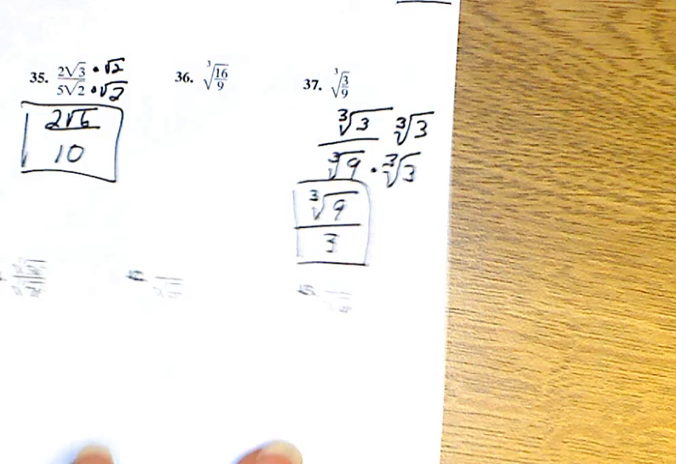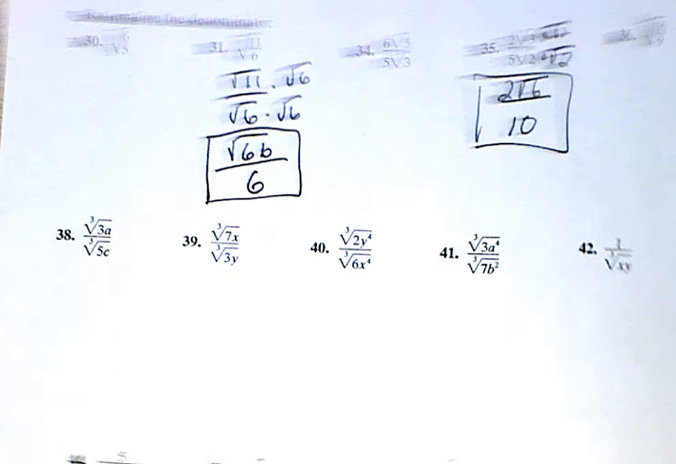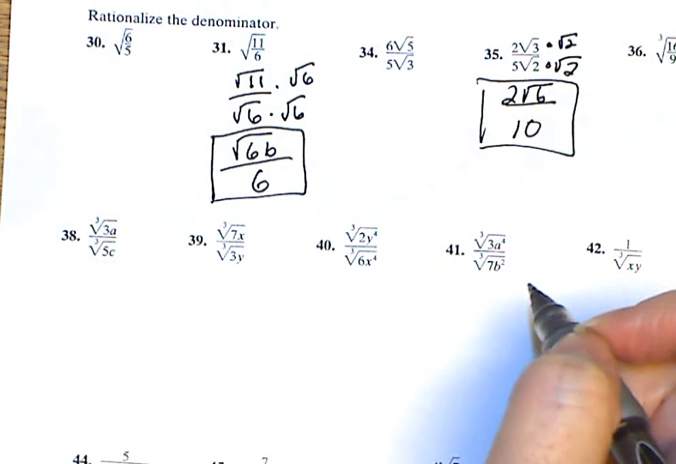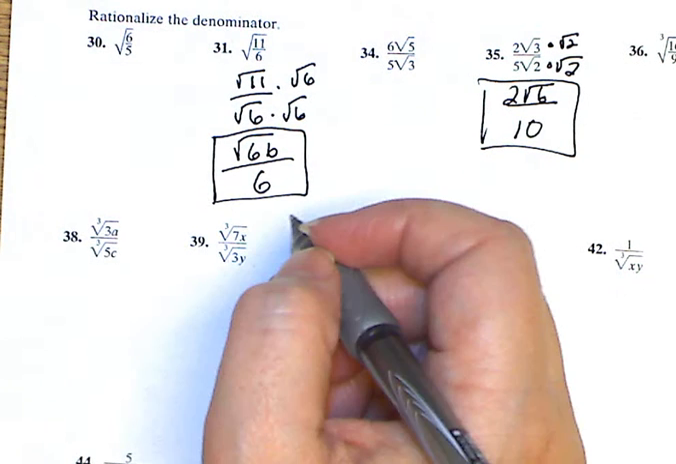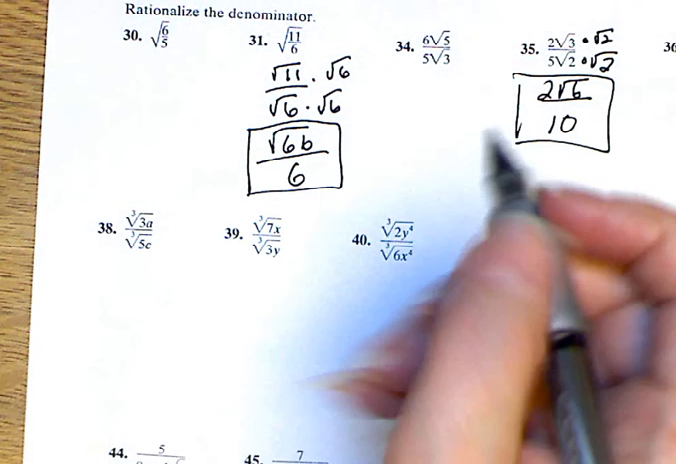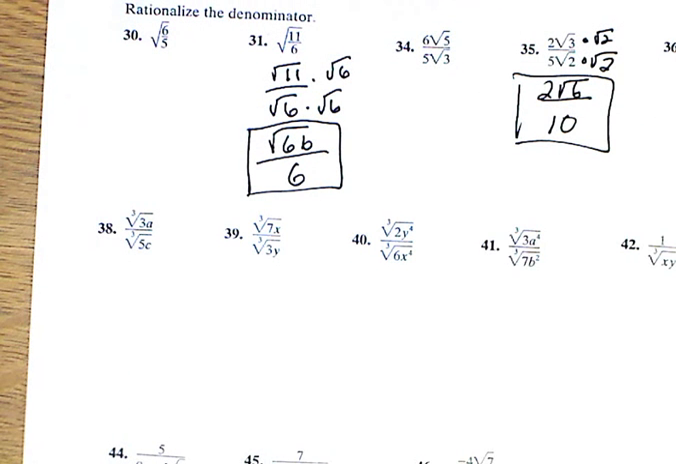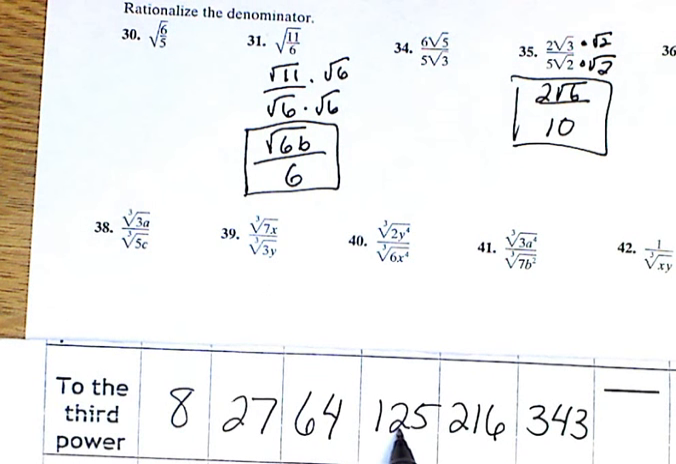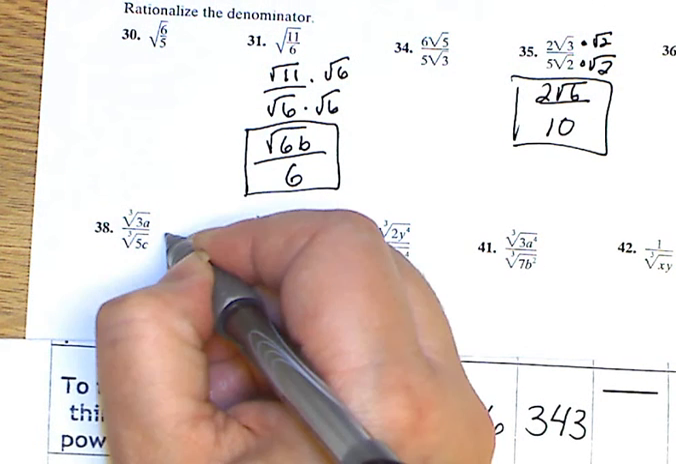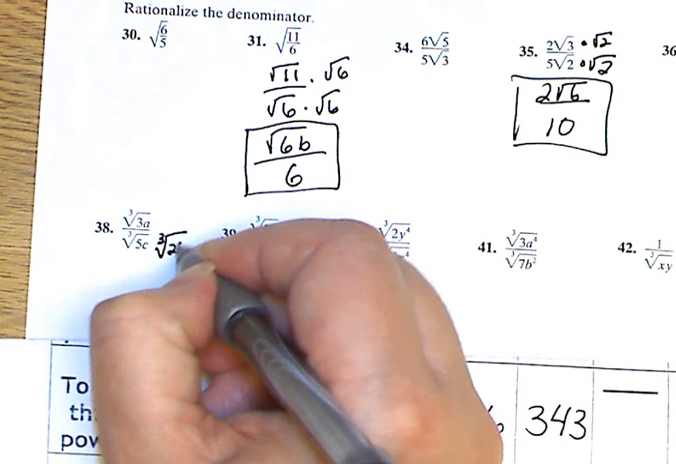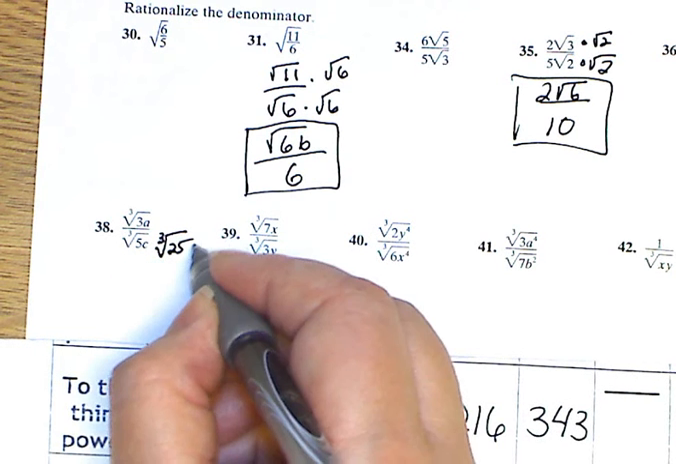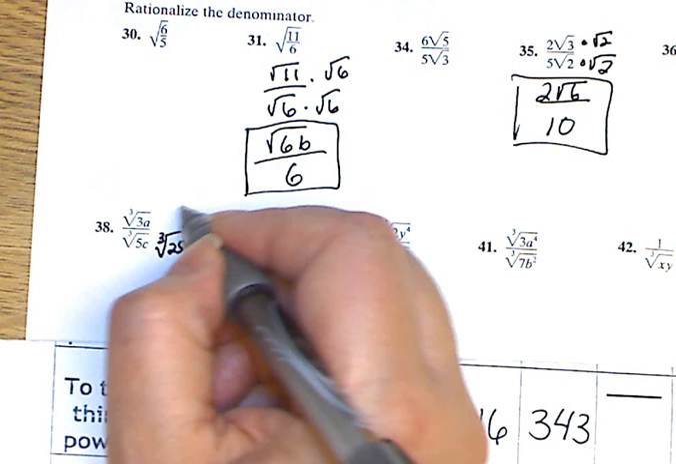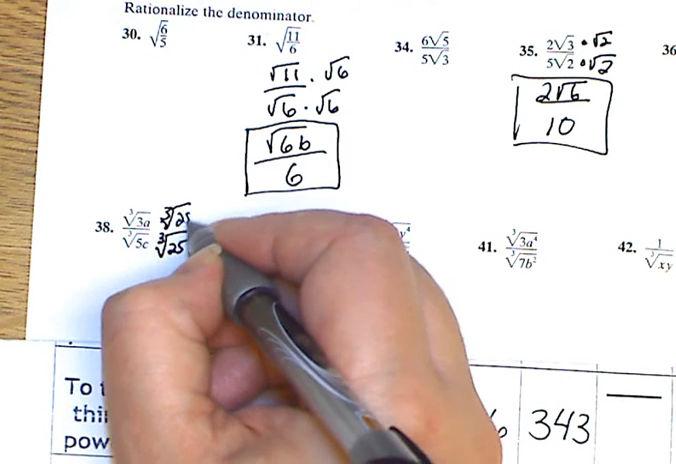All right, so let's go to 38, I said, right? So we're going to multiply by the cube root of 25c squared, because, for those of you that might not know, 125 is a perfect cube, and 5 goes into it, and it's 25. So the cube root of 25 and c what? C squared, because we want 3 of them. So we're going to multiply both the top and bottom by the cube root of 25c squared.